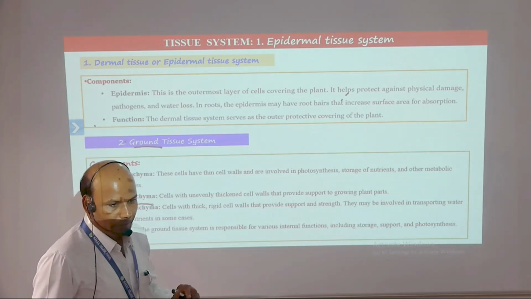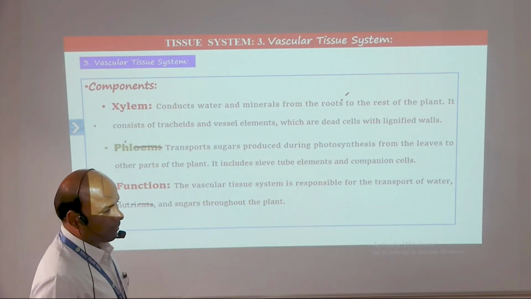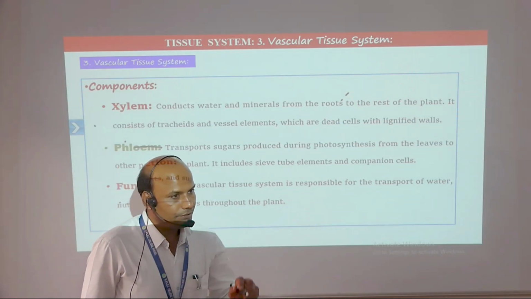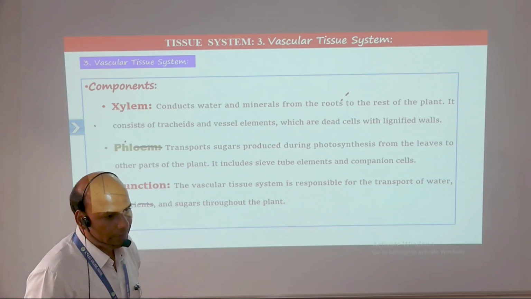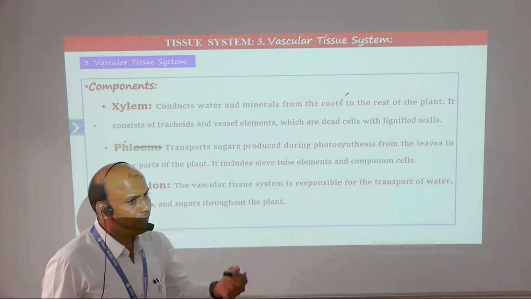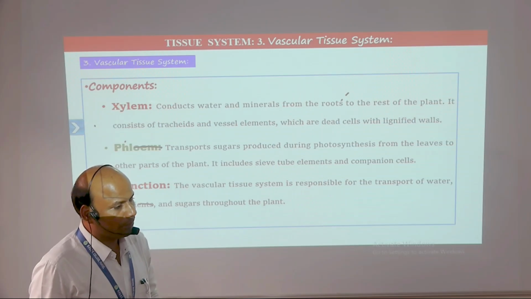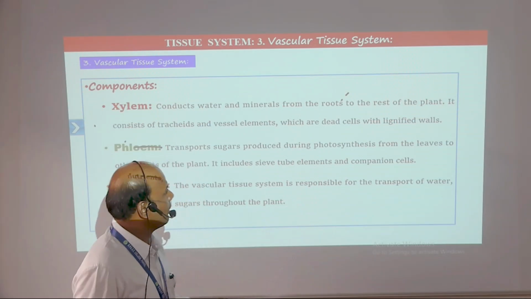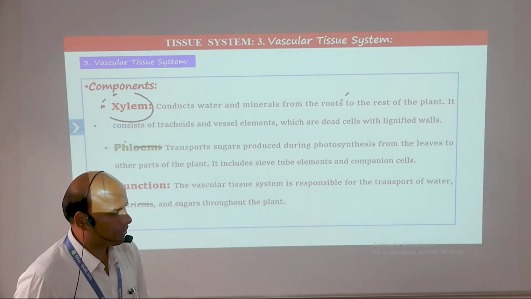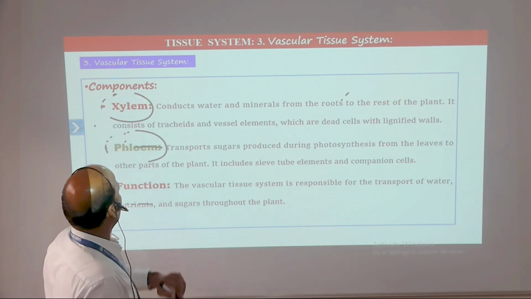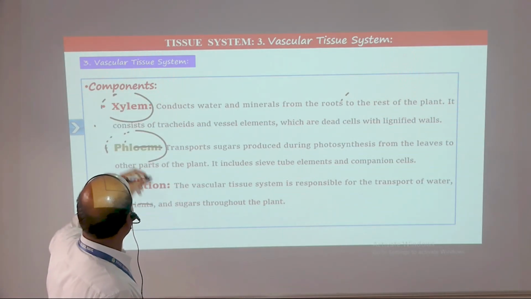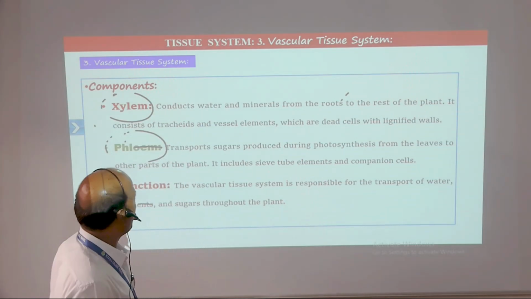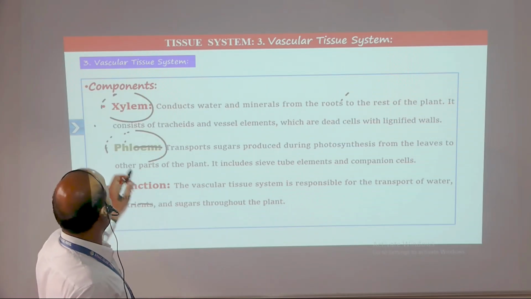Next, another most important tissue, the third type of tissue, the vascular tissue system. Where is the vascular system present? It is present below the cortex. There are generally two types of vascular tissue: xylem and phloem. These two main components of vascular tissue are present in all the anatomy, such as root, stem, and leaves.